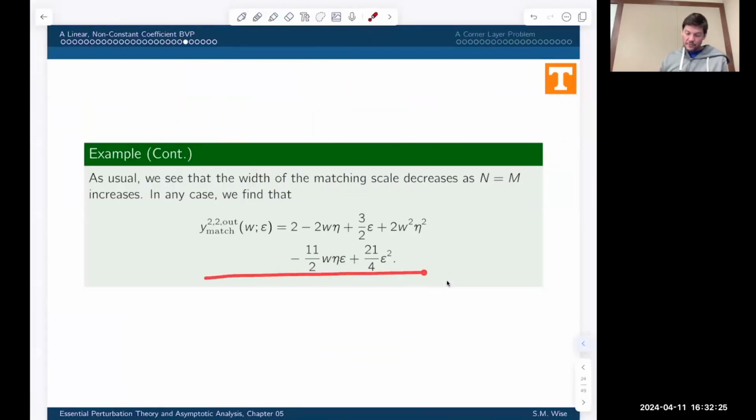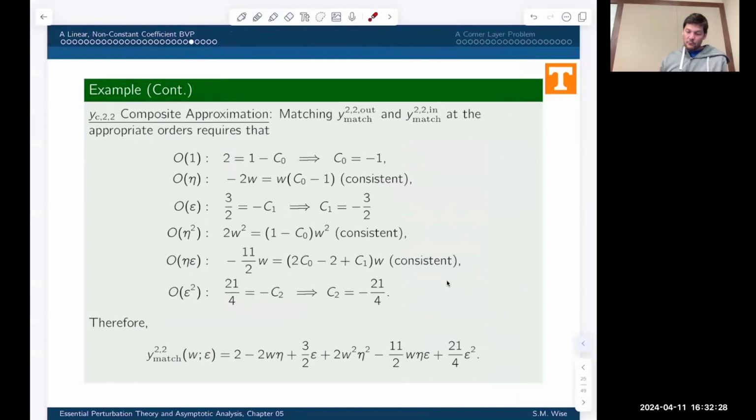So there's the 2-2 outer match function. Now we need to set these two things equal to each other to all the appropriate orders. And as we saw with the 1-1 match, we get C0 equals -1 when we match the order 1 terms. When we match the order eta terms, same thing. This one just gives the same constant for C0. That's good. No new information, so that's at least consistent. When we match the order epsilon terms, that gives us, again, C1 equals -3/2. That's the same thing that we had when we did the 1-1 match.